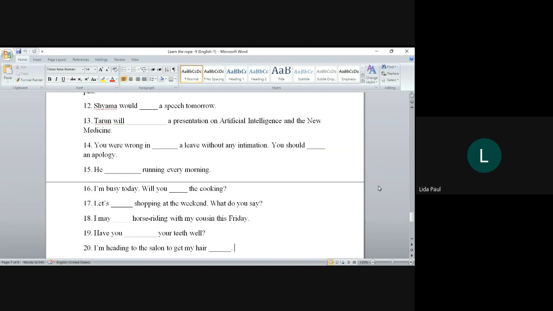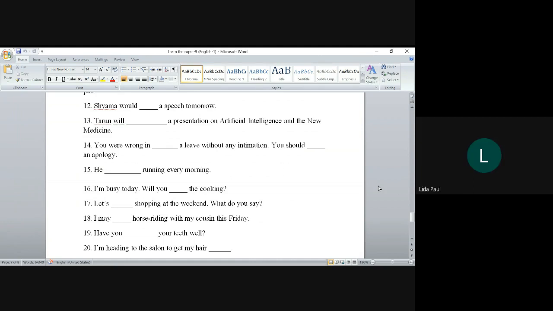16. I am busy today. Will you dash the cooking? Do. Do the cooking. Will you do the cooking? 17th. Let's dash shopping at the weekend. What do you say? Go. Let's go shopping at the weekend.